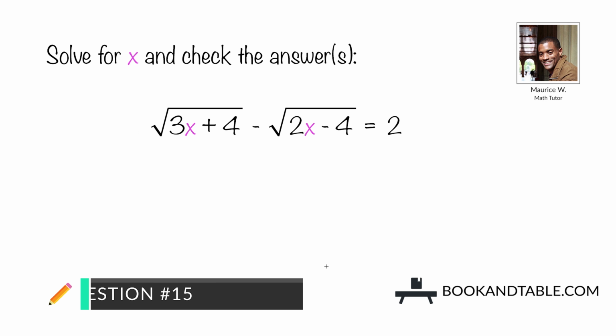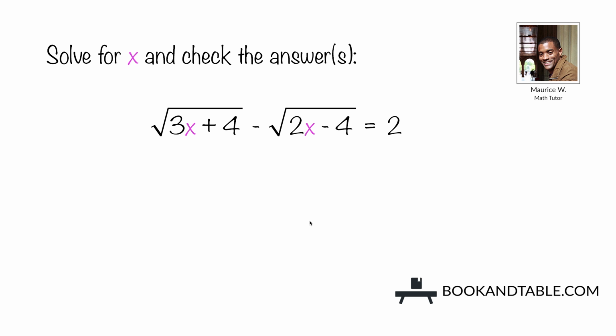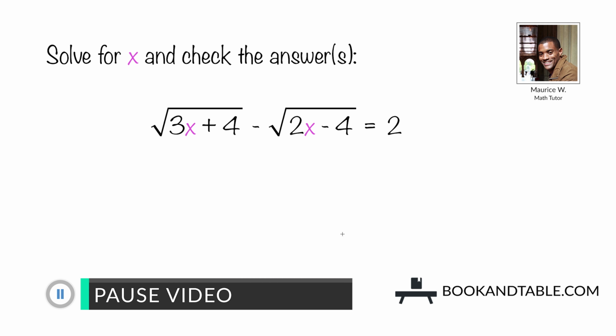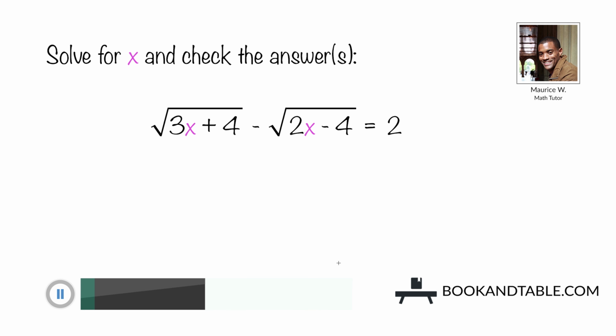Let's now have a look at question number 15. Solve for x and check the answers. The square root of 3x plus 4 minus the square root of 2x minus 4 is equal to 2. Pause the video, answer this question, and then press play when you are ready to begin.